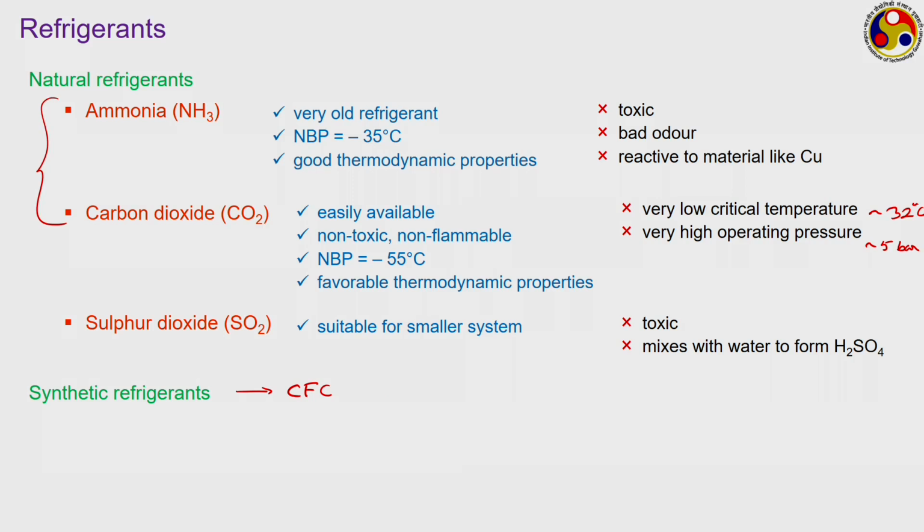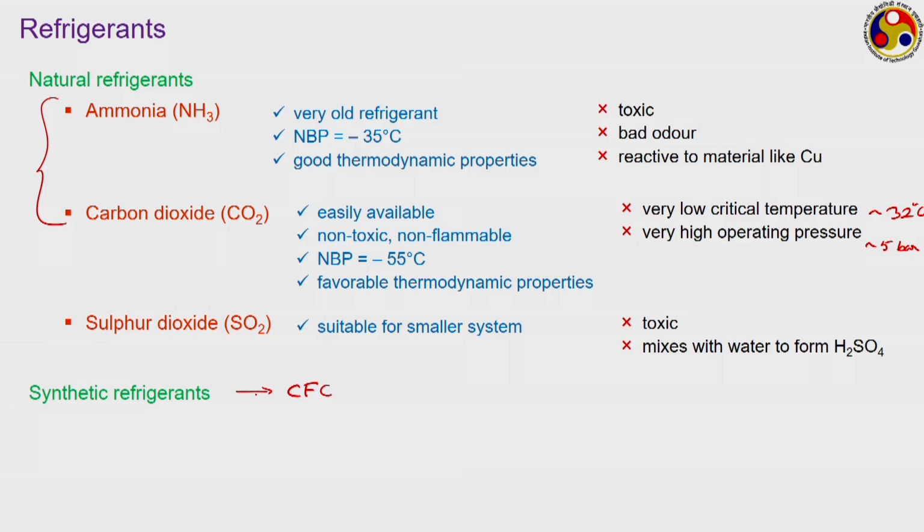Chlorofluorocarbon, that is, there is chlorine and there is fluorine. We are talking about hydrocarbons only, but there the hydrogen atoms have been replaced in the molecules by chlorine and fluorine atoms. Then we can also have HCFC, that is hydrochlorofluorocarbon, where we have hydrogen also along with chlorine and fluorine in that hydrocarbon.